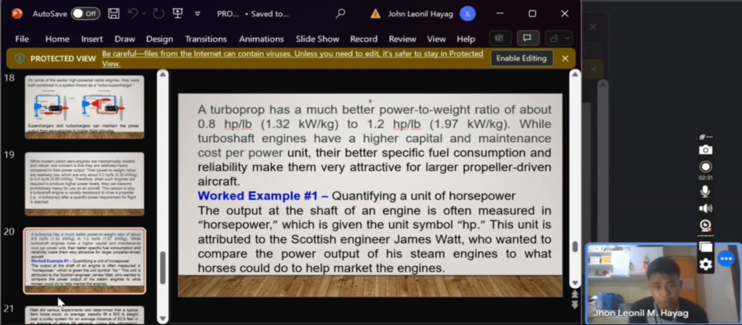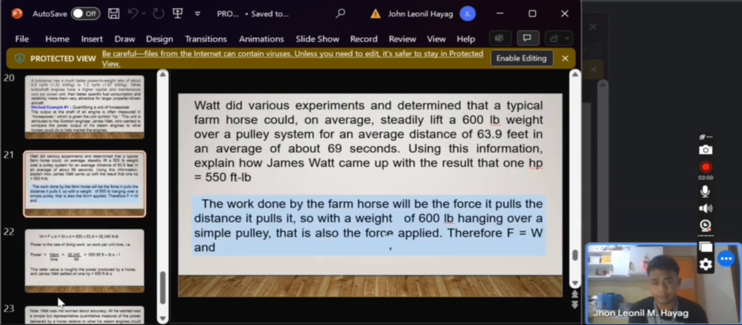Work example, quantifying a unit of horsepower. The output at the shaft of an engine is often measured in horsepower, which is given the unit symbol HP. This unit is attributed to the Scottish engineer James Watt, who wanted to compare the power output of his steam engines to what horses could do to help market the engines.